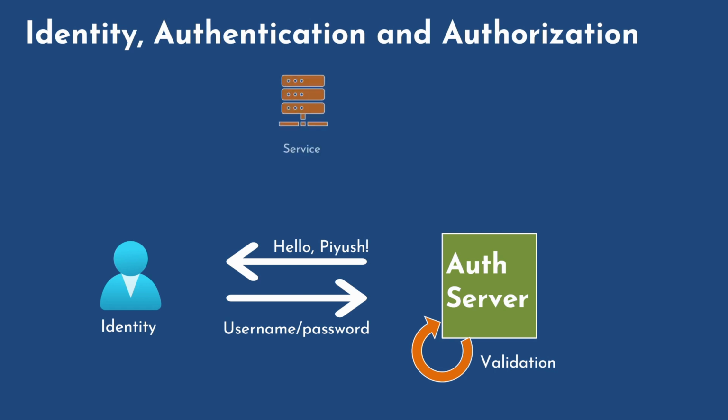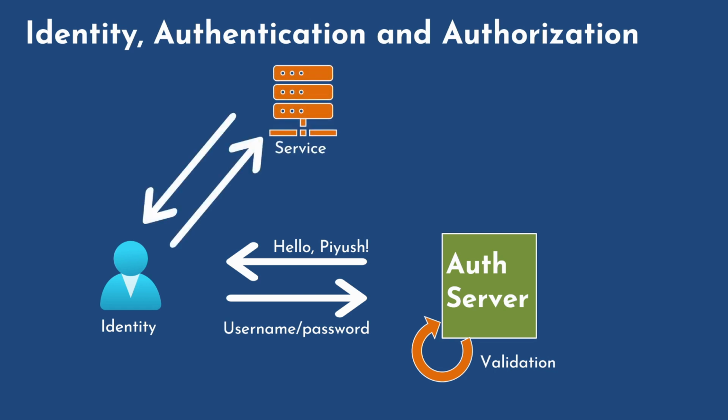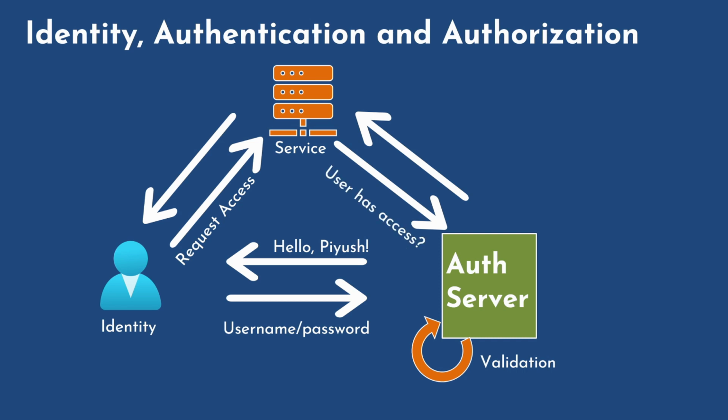Then you try to access an application or a service, the request goes to the auth server again and checks if you have the access or not. If you have the access, then access is granted and you should be able to access that service or application. This process is called authorization. That means whether you are authorized to perform certain operations or not. So, this is the normal process of identity, authentication, and authorization.